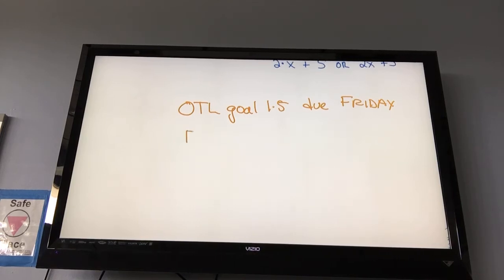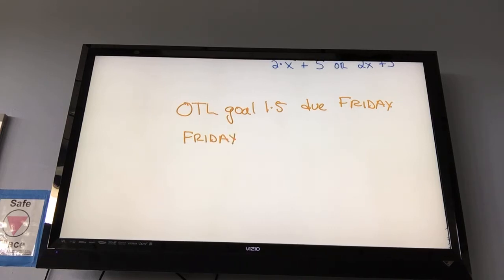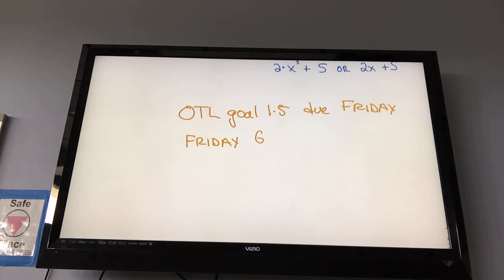Okay, so on Friday, we will come in, we'll go over this. Actually, we'll take our assessment first. On Friday, you're going to have a goal assessment on 1.3 and 1.4. So that was the one page that we finished up today already. So goal assessment Friday, 1.3, 1.4. Order of operations, variable expressions.